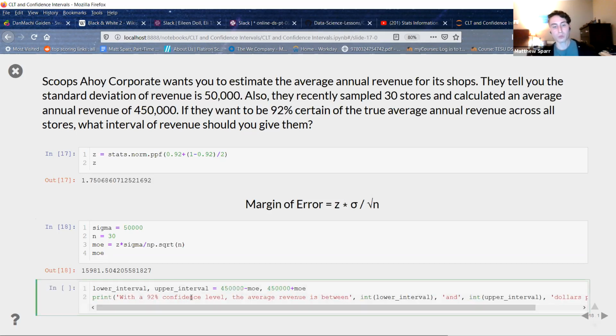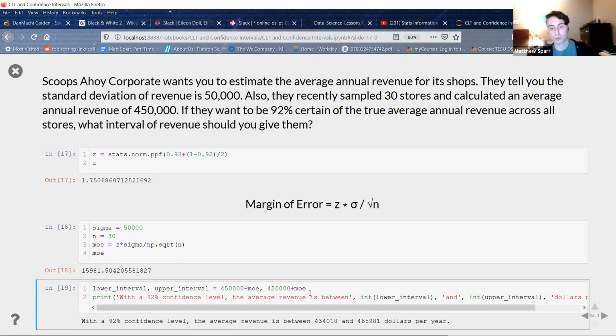Now all we do is take our sample mean, which was 450,000, and subtract the margin of error on one end, and then add the margin of error on the other end. Then we get the upper and lower intervals around that mean. And so we can say with a 92% confidence level, the average revenue is between about $434,000 and $466,000 per year for the stores as a whole.